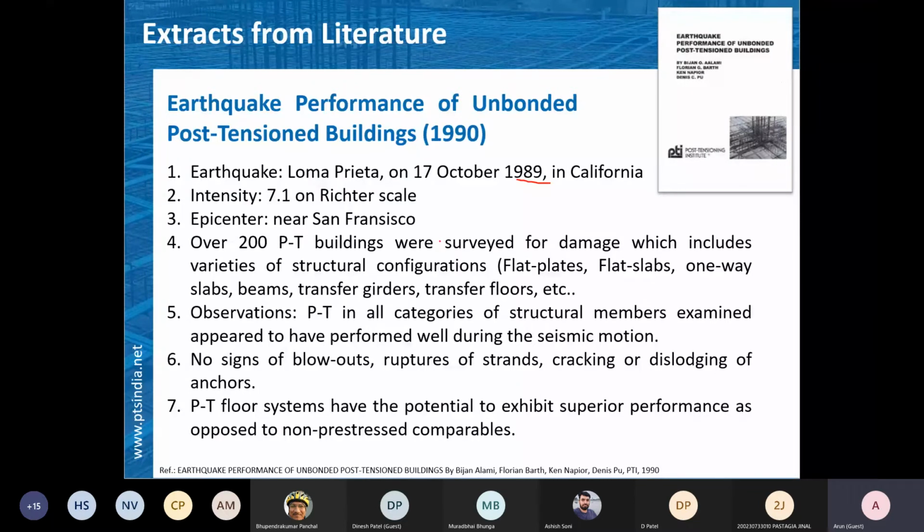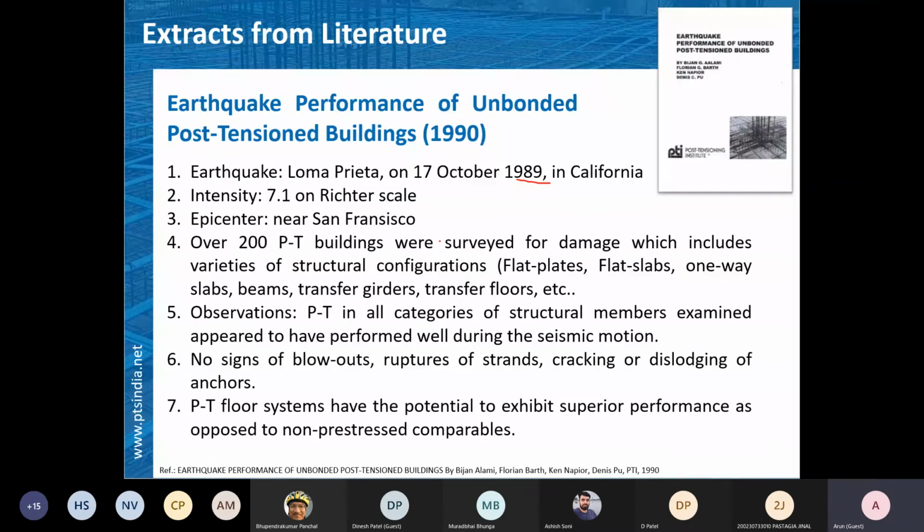In the nearby area of San Francisco, over 200 PT buildings were surveyed, with various kinds of structural configurations like PT flat plates, slabs, one-way slabs, beams, transfer girders, transfer floors, etc. The observation was that PT in all categories of structural members examined appeared to have performed well during the seismic motion. No sign of blowouts, rupture of strands, cracking, or dislodging of the anchorages were found.